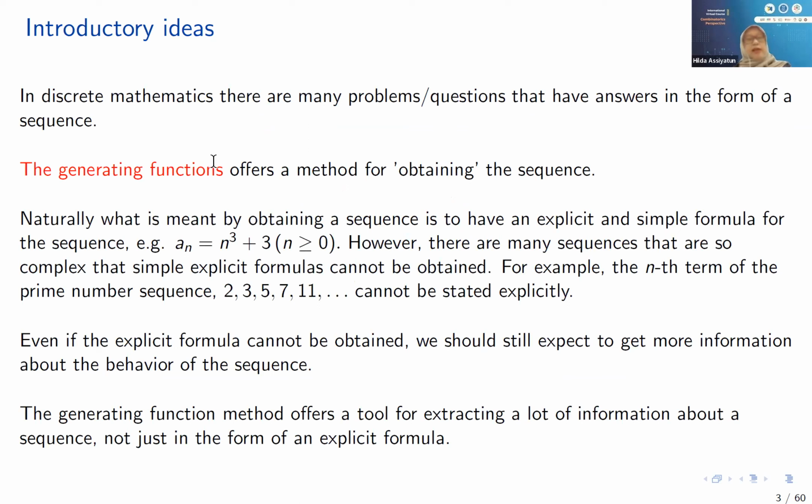The generating function will give us tools to obtain the sequence. What we mean by obtaining a sequence is that we really hope to have an explicit, simple, nice formula for our sequence. For example, if the explicit formula of a_n is n^3 + 3, we would say confidently that we already have the answer. Nice answer.